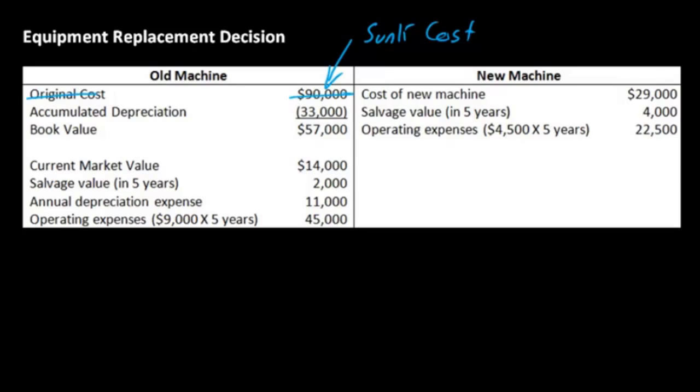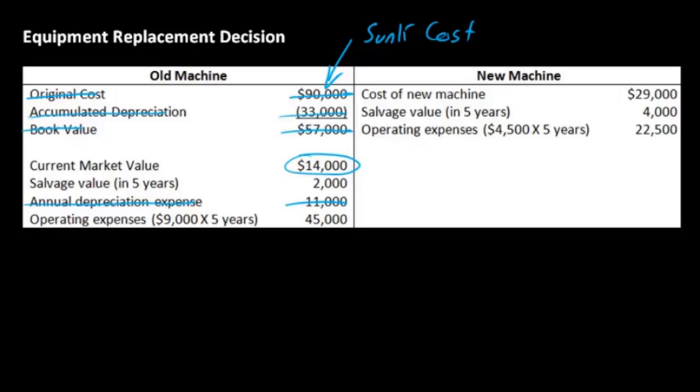So we don't care about the original cost and accumulated depreciation. We don't care about that as well. That's really part of the original cost. And book value is a measure based on the original cost, so we don't care about that either. And we also don't care about depreciation expense. Again, that's based on the original historical cost. So all of these numbers are based on sunk cost, and we're not going to use that sunk cost in evaluating our decision of whether or not to replace this old machine.